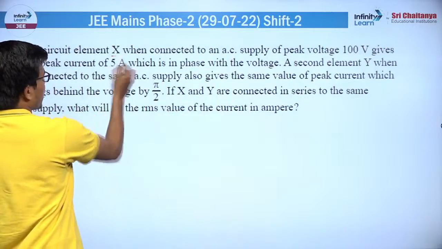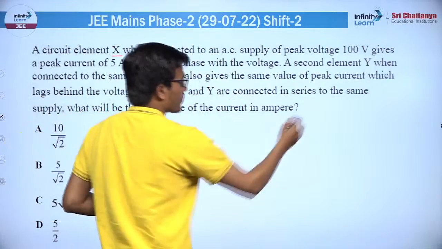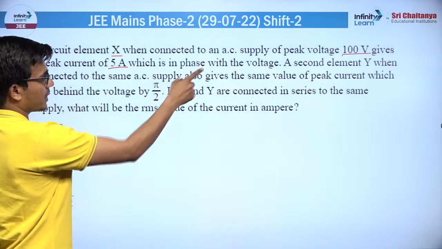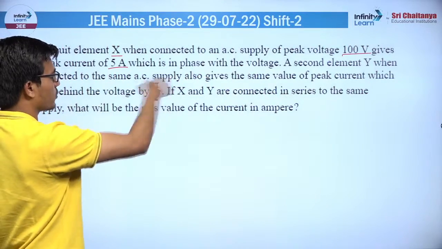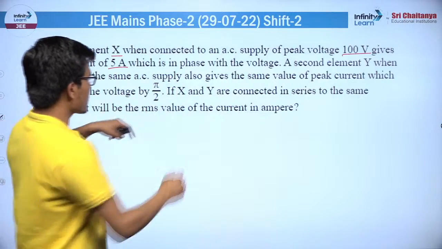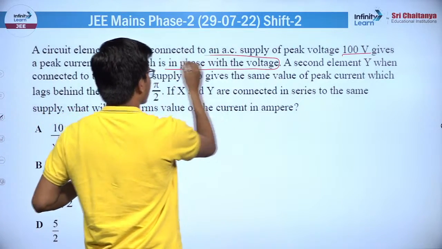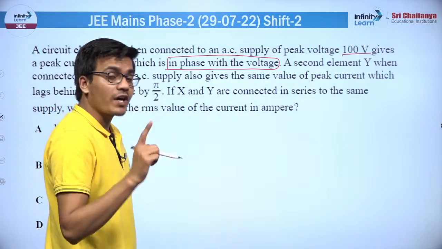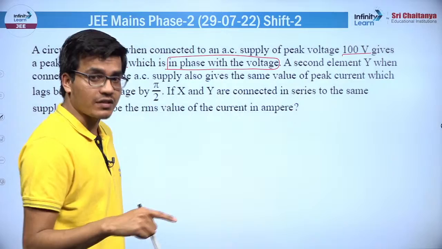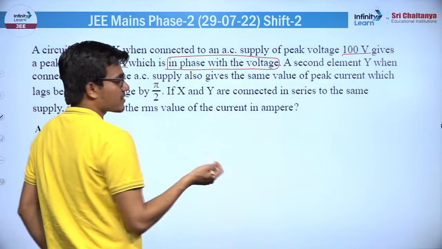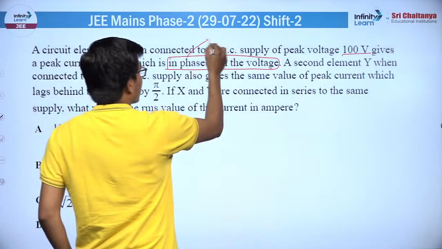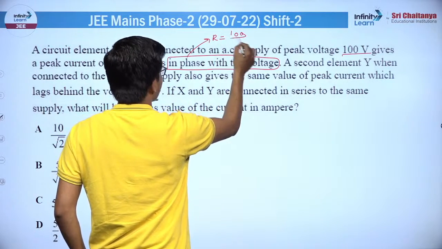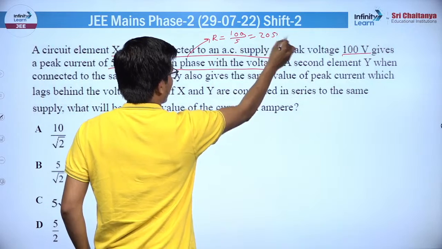A circuit element X, when connected to an AC supply, gives the peak current. Peak voltage is given and peak current is given, both are written clearly, which is in phase with the voltage. So when current and voltage are in phase, you have a purely resistive circuit, or an LCR circuit at resonance. So it means there is only resistance, and the resistance value will be V by I, which means 20 ohm.